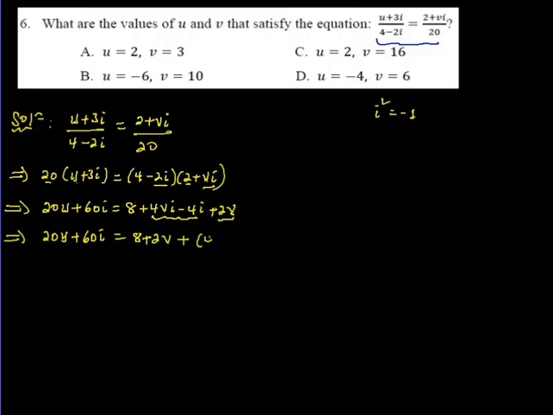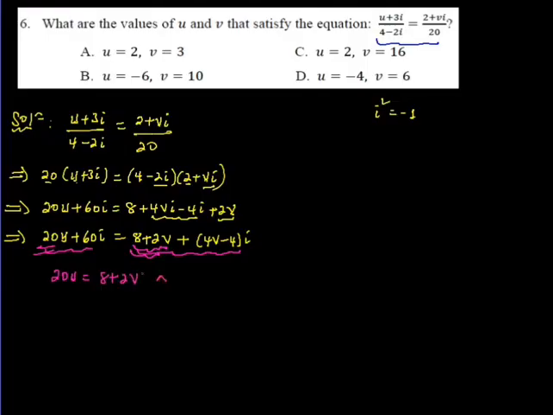plus 4v minus 4i. Now these two complex numbers are equal if they have the same real and imaginary parts. That means 20u must be the same as 8 plus 2v. So by the equality of two complex numbers, 20u must be the same as 8 plus 2v.